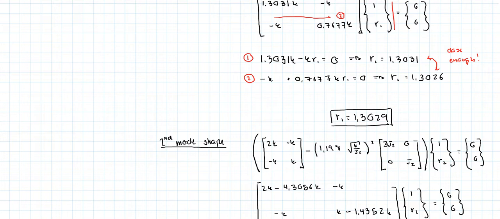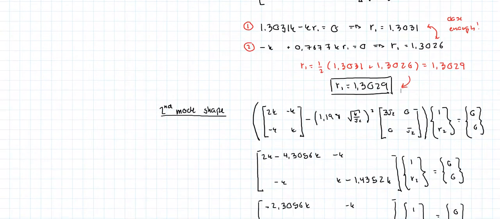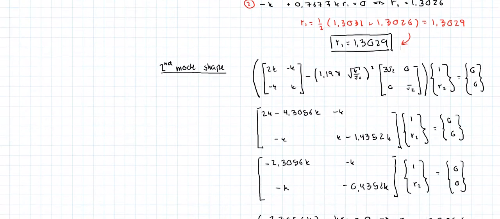Okay, so we're going to take the average. We're going to say that R1 is equal to a half times 1.3031 plus 1.3026, and that is equal to 1.3029, which is this over here. All right, so we actually already have our first eigenvector.